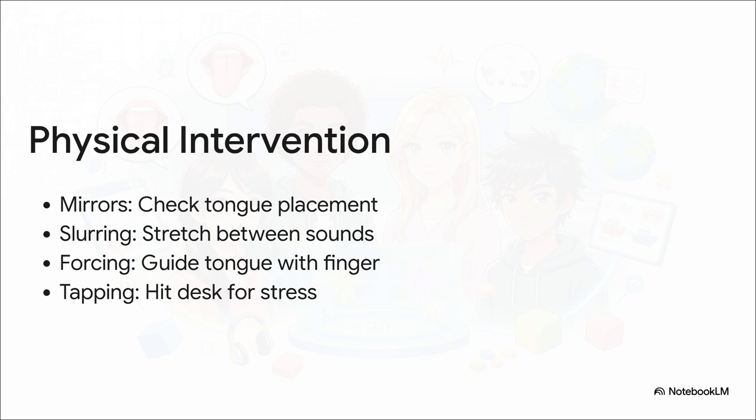Try slurring, where you have them slowly stretch their mouth from a sound they know into an unknown one, stopping halfway to find the new vowel. If their tongue is just in the wrong place, the text even suggests forcing, which sounds intense, but it just means having the student use a clean finger or a pencil to gently push their tongue back away from their teeth. And for rhythm, have them literally tap on their desks. A hard smack for a stressed syllable and a soft, quick tap for an unstressed one.